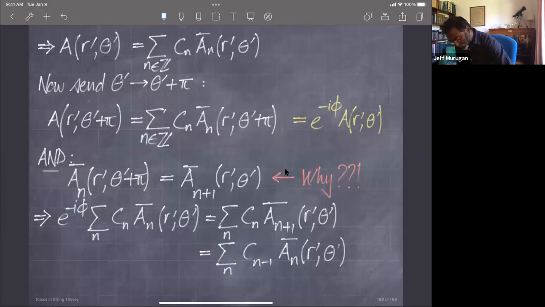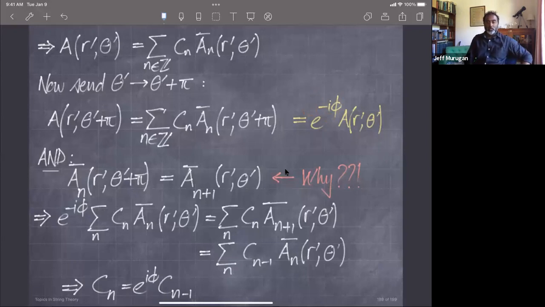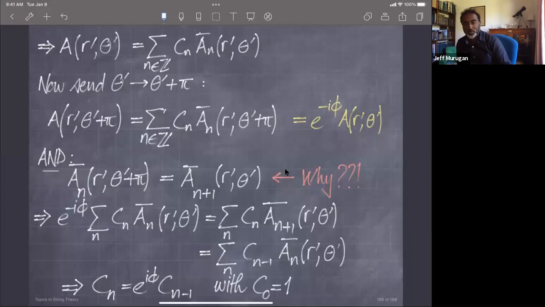From which it follows then that Cn is just e to the I phi Cn minus 1, which is why I chose the minus sign here. It's hell of a convenient for this fact. And this is a recursion relation for the phases Cn, with the initial condition for the recursion relation, which is a discrete type of differential equation, if you want, that C naught is just 1.